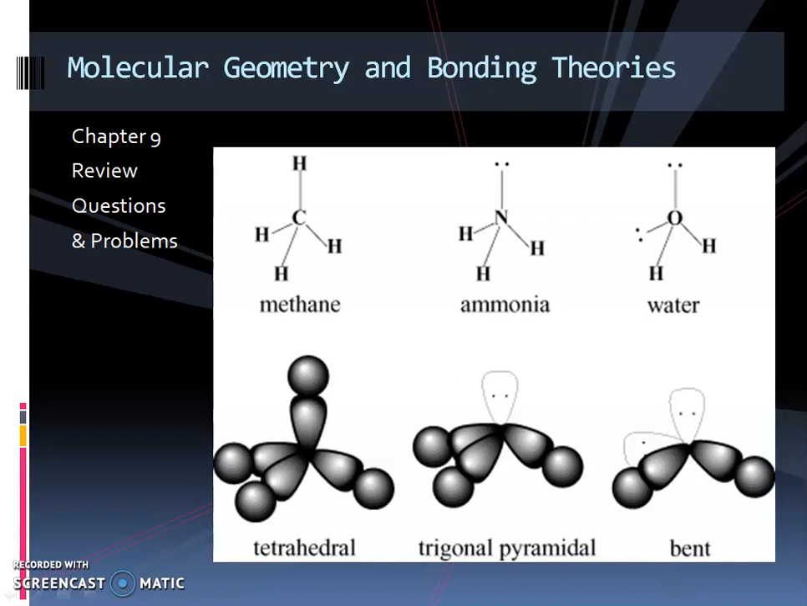This is Mrs. O'Neill for your Chapter 9 review questions and problems. And again, you might want to pause and look at this picture. It represents 3 different compounds with the same number of electron domains, but different numbers of bonds versus unpaired shares of electrons, which means it gives us different shapes. And that's what Chapter 9 was all about.